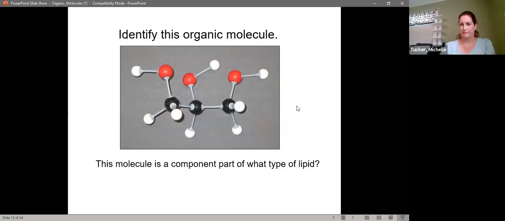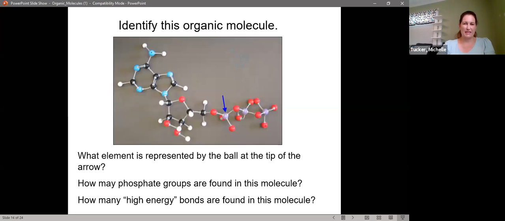So this is a molecule we didn't go over a whole lot. It forms a backbone. We just say you have to learn this one. It has 3 carbons. Yep, it's glycerol. And once you attach 3 fatty acids to it, it becomes a triglyceride.